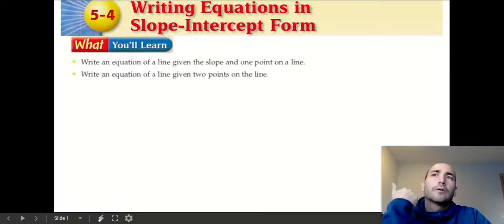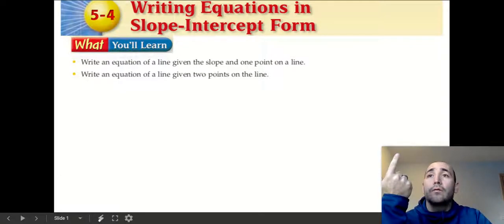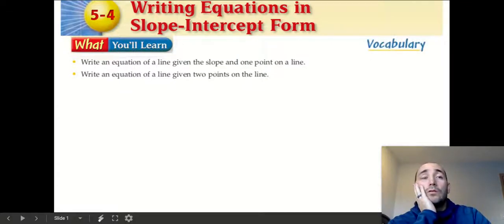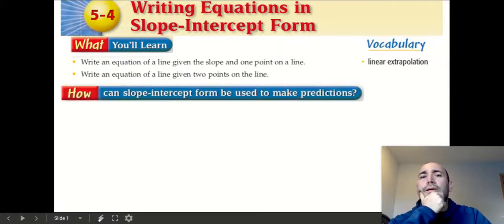So what we're going to learn is how to write an equation if you're given the slope and a point, and how to write an equation if you're given 2 points and no slope. Some vocabulary to keep in mind is linear extrapolation. I know it's kind of a hard word. Extrapolation.